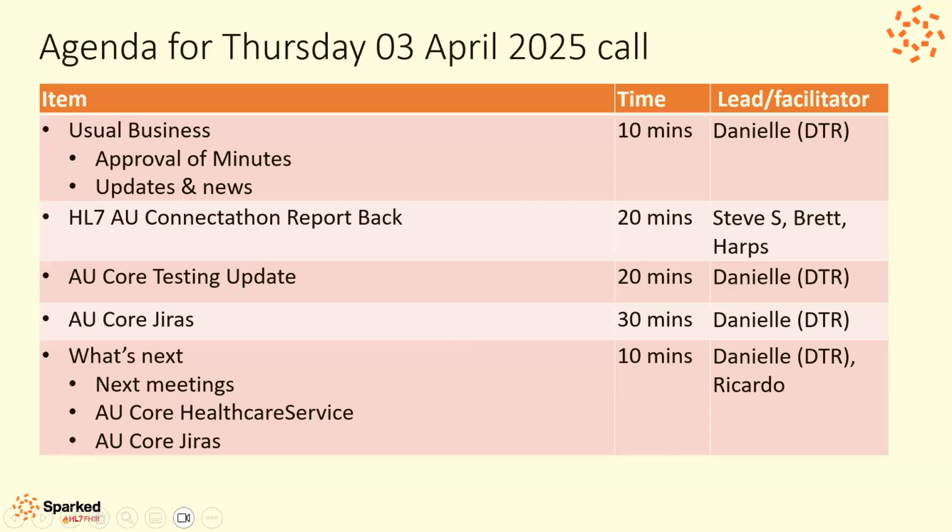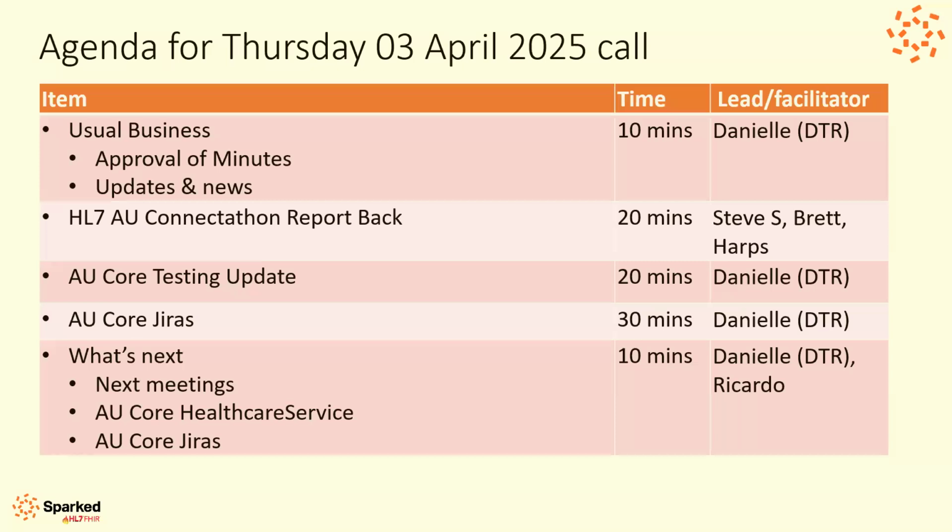Today's agenda will be doing what we always do, which is going through usual business. So looking at approval of the last minutes, which were sent round, doing any updates and news. And then since this is the first meeting after the Connectathon, we'll do a report back there. And we'll also do an update on AU Core testing, because part of that was undertaken during the Connectathon. We'll also start to look at some of the Jiras.